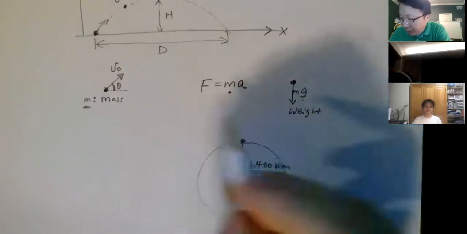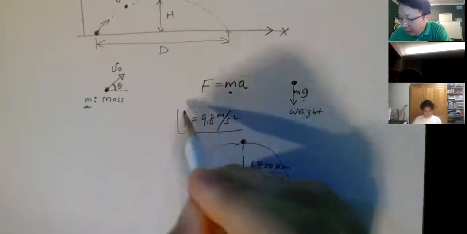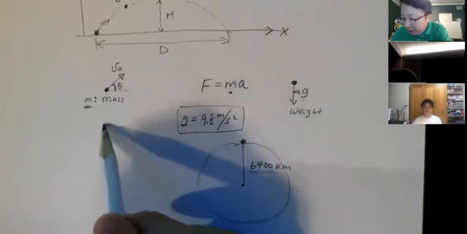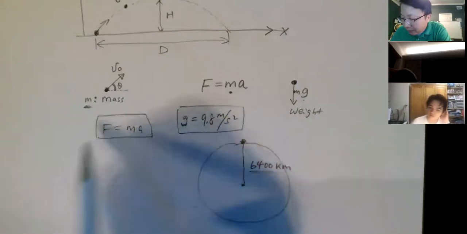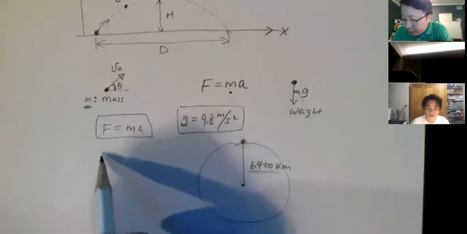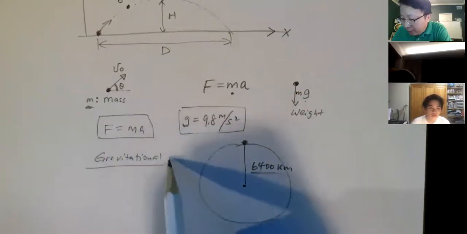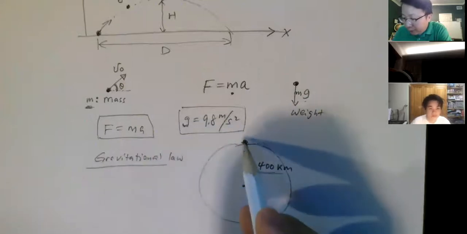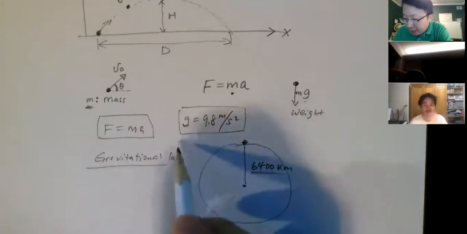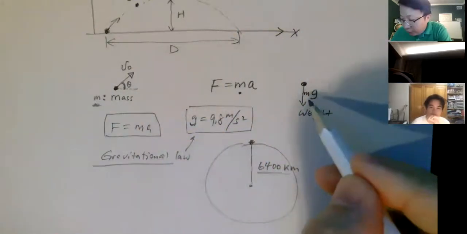People say, oh, g is 9.8 meter per second square. Why? This will come back, because this cannot be answered by Newton's second law itself. This has to come out of Newton's universal gravitational law. That is another law, which describes the force between an apple, or ourselves, and the Earth. But right now, let's not worry about it.